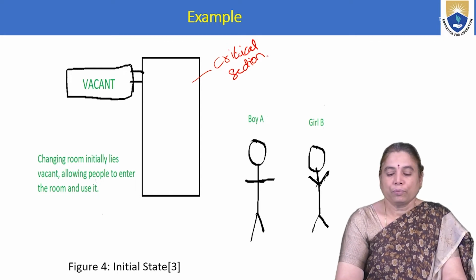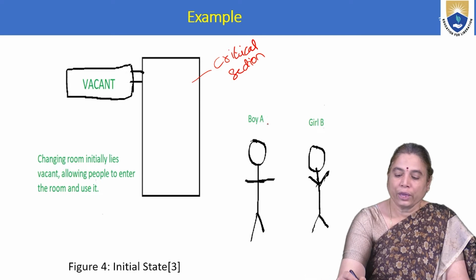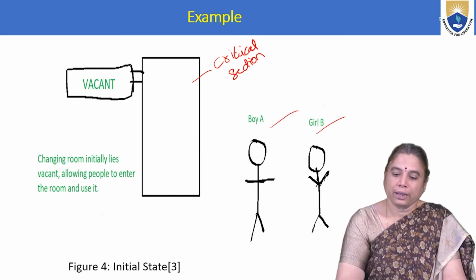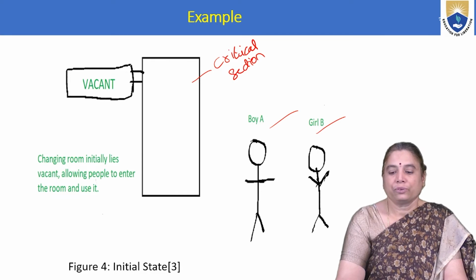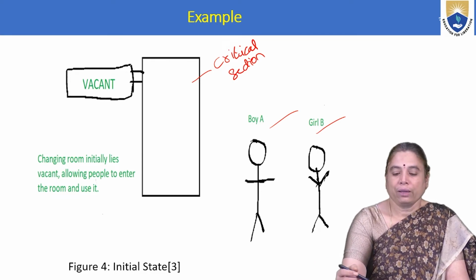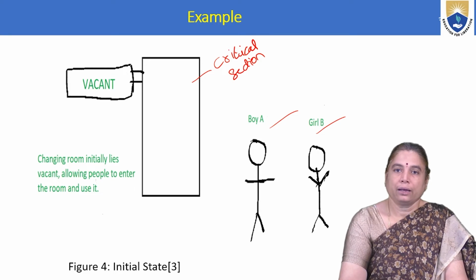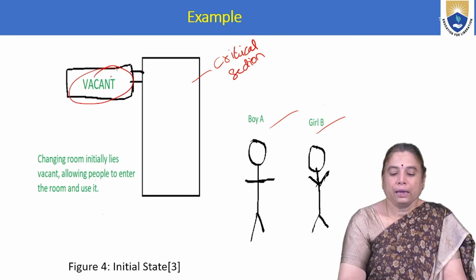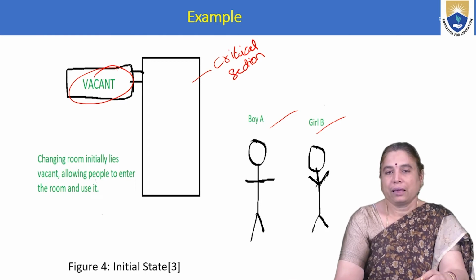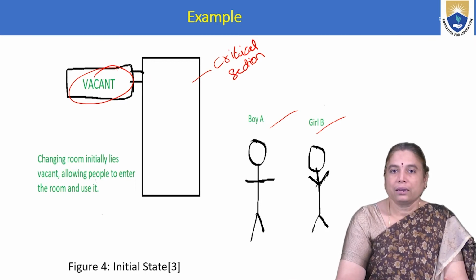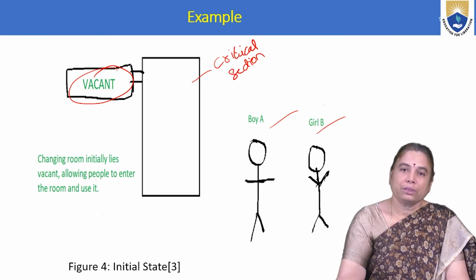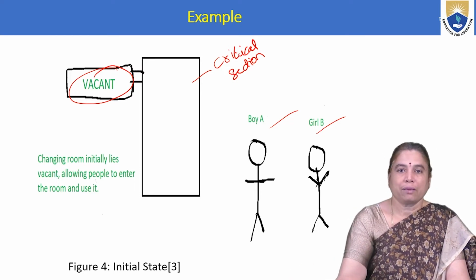And the two processors can use this critical section. That is, boy A and girl B want to use this critical section or the trial room. How they can do so depends on identifying whether that room is vacant or occupied, with the status. So here this is a binary variable that can be used to control the access of the critical section. So this status is the semaphore.